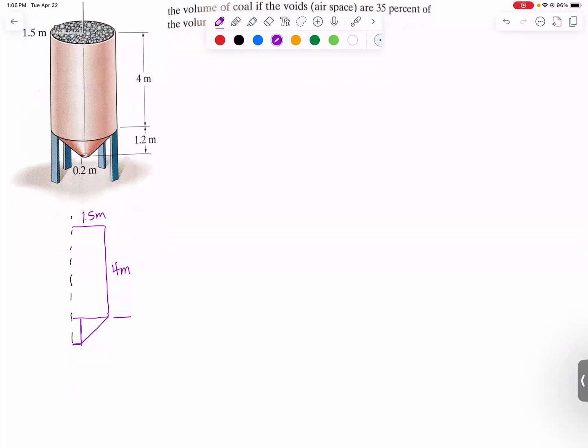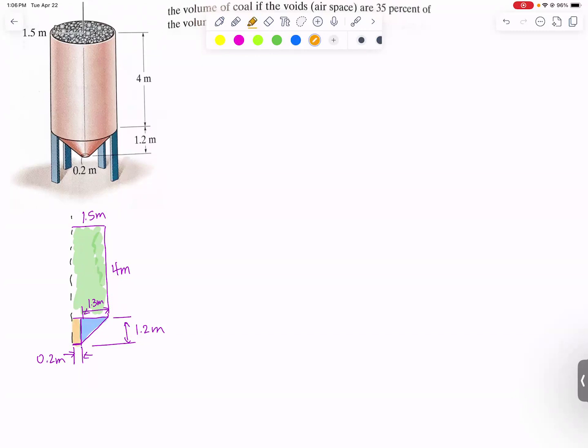And let's put a couple more dimensions on here. That looks like 1.2 meters. We're told this radius in here is 0.2 meters. This length right here is 1.5 minus 0.2, 1.3 meters. And let's color code all of these when we're finding the centroids. So there is one of my shapes, the triangle, blue. I'll make this little rectangle orange.